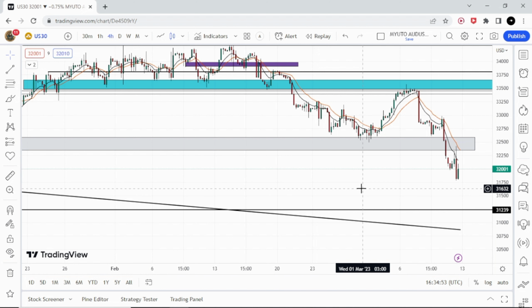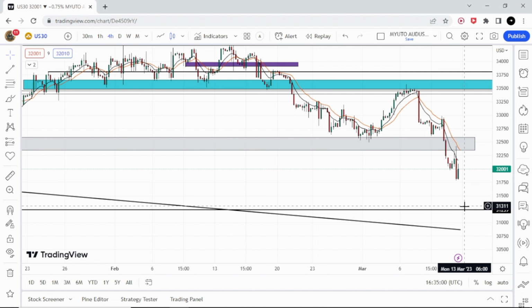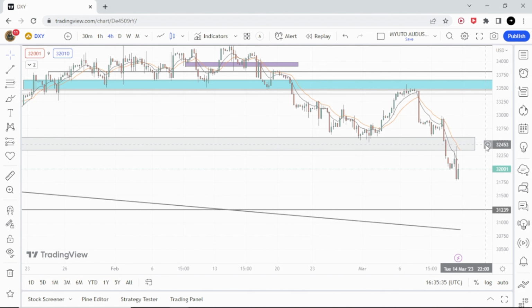So for US 30, my projection levels are this level right here, 31,203. So this bold level here, that's if we reject from this level. If we stay below this level, we are still bearish on US 30. That's 32,500. So if we stay below 32,500, we are still bearish on US 30. Hope that was clear. Let's go down to our last index. That's the dollar index.